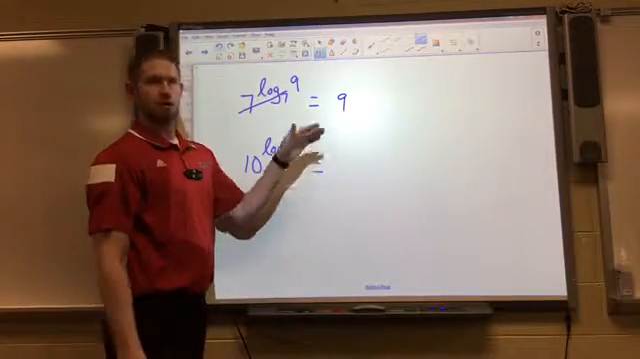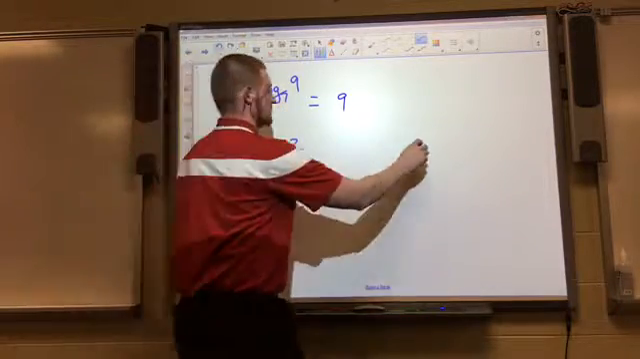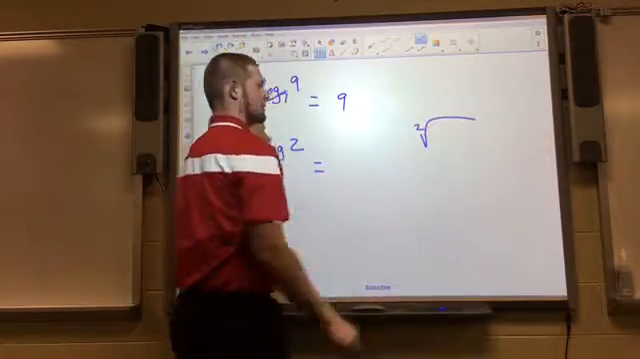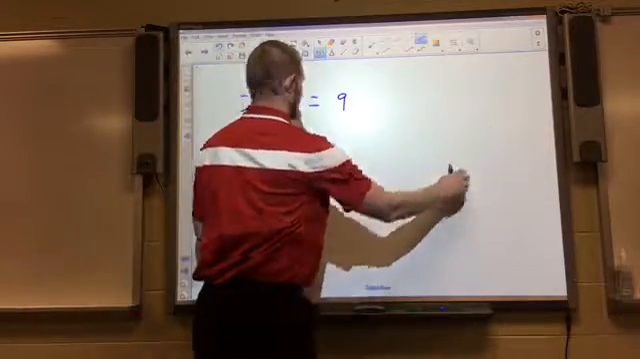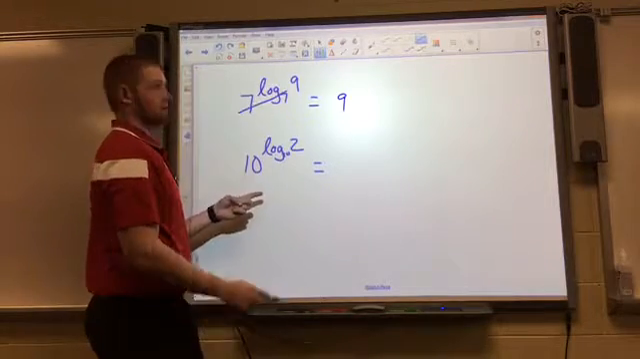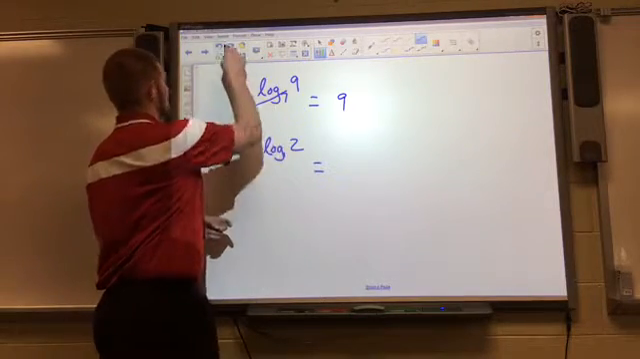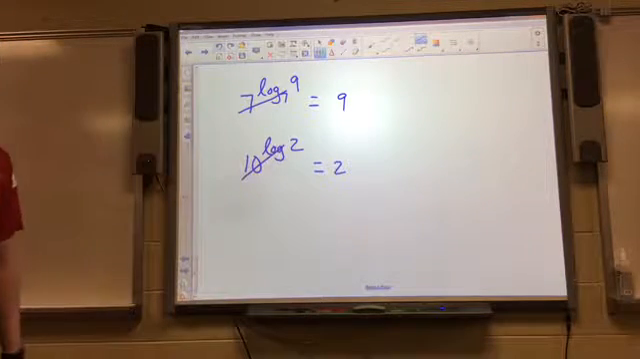Kind of like your square root. Do you ever put the 2 on the square root? No, you don't ever write it like this. We just know it's a square root, right? Same thing with this. We don't ever write the 10 here. You just need to know that that's a 10. Okay, so your answer here is 2.